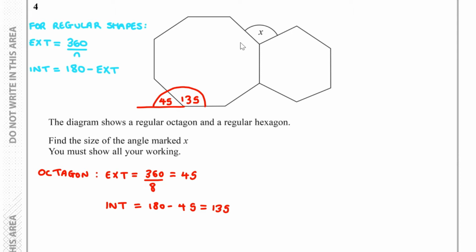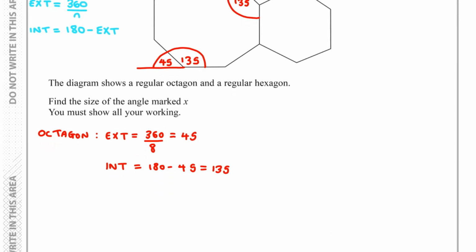So this angle 2 is 135 degrees. That's this angle here. Let's now take a look at the hexagon. If we take a look at the hexagon, the exterior angle is equal to 360 divided by 6, which is equal to 60. So that means this angle here, if we just show this angle here, is 60 degrees.